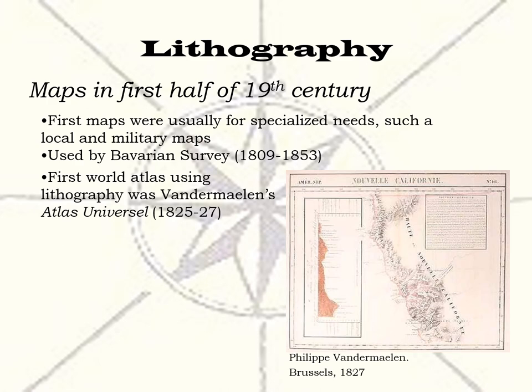There were relatively few lithograph maps made in the first half of the 19th century. The earliest lithograph maps were usually issued in small quantities for specialized needs, such as for local maps of cities or regions. Lithograph maps were also made at this time for some military purposes. There were a number of lithograph maps made about 1808 during the Napoleonic Wars, and then the Bavarian Survey used lithograph maps from about 1809 to 1853. Interestingly, the survey actually hired Senefelder as its superintendent of lithographic printing in 1809. The first world atlas made using lithography was van der Meulen's Atlas Universal from 1825 to 1827.